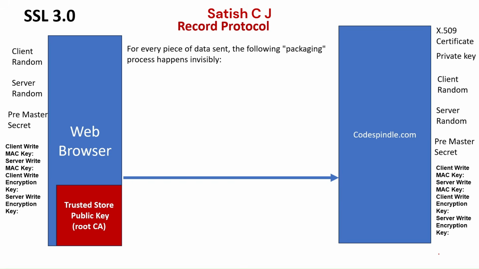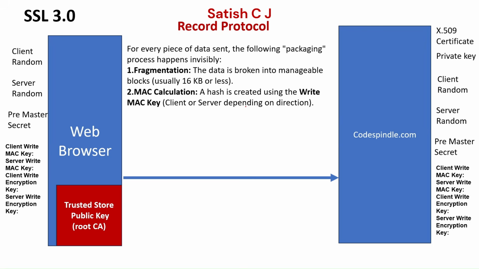All these steps come under the record protocol. First, we fragment the packets such that the packets are usually 16 kilobytes or less. So fragmentation happens: if the packet is very large, we break it down. The second step is MAC calculation. A hash is created using the write MAC key. If the packet is going from the client to the server, the client write MAC key will be used for computation of the MAC. If the packet is going from the server to the client, then the server write MAC key will be used for the calculation of the MAC.